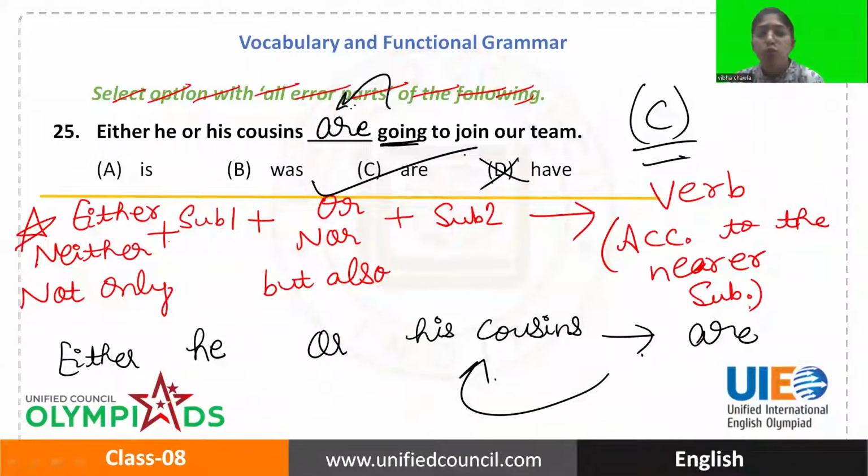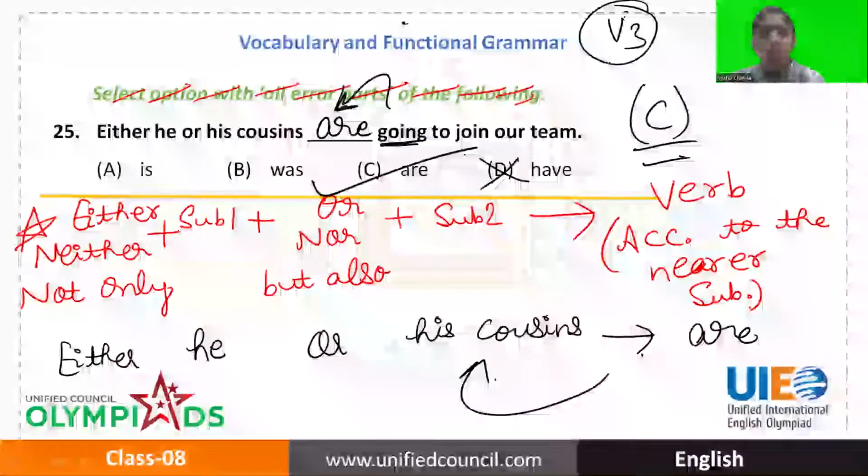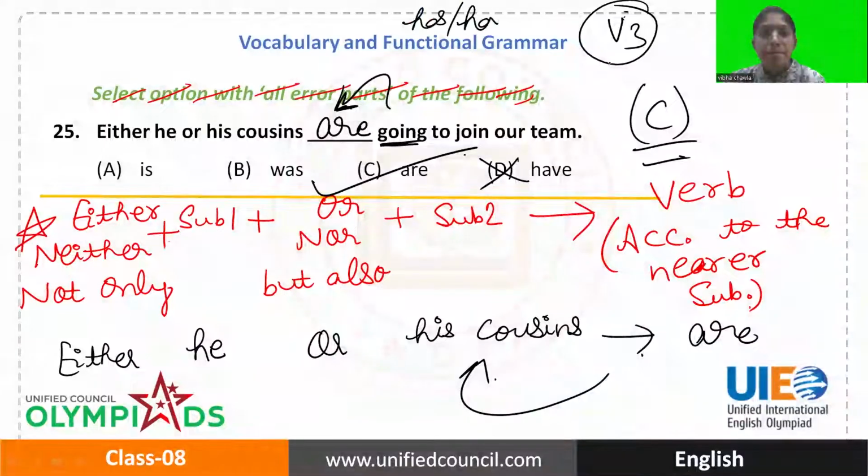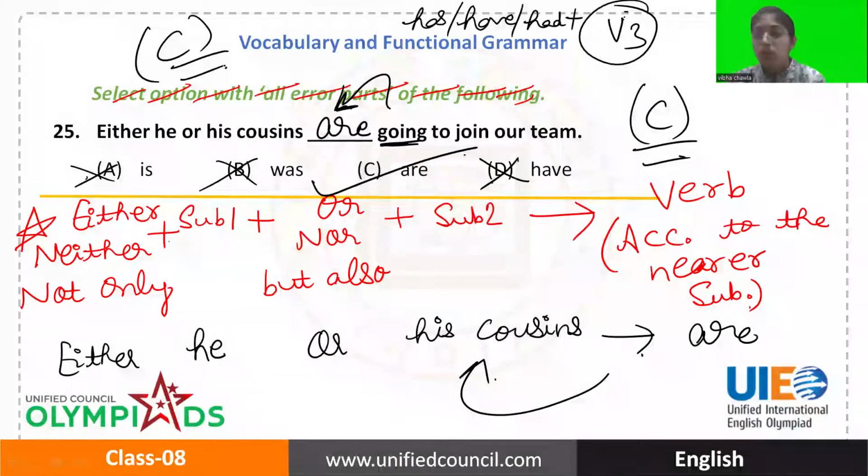We use is, am, are, was, were like that. Not has, had. Has, have, had are followed by V3, past participle form of verb, right? These are singular, so incorrect. It's option C.